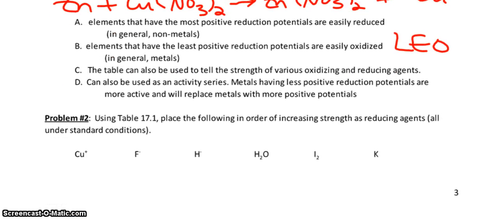All right, so here's problem number 2. Using table 17.1, place the following in order of increasing strength as reducing agents. Remember, what is a reducing agent? That which will undergo oxidation. That will be the more negative or the less positive of all. So find each of these in the chart. It may take you a little bit until you get familiarized with it. Find out which one is more likely to undergo oxidation, and keep letter B in mind as you do that. So I'm going to pause this while you figure it out, and then I'll join you in a minute.